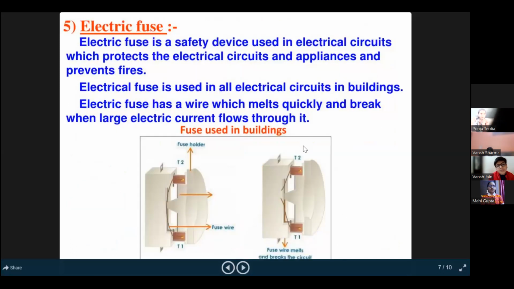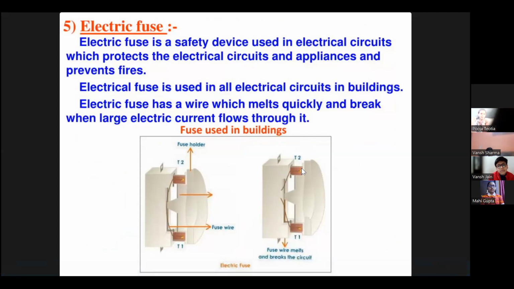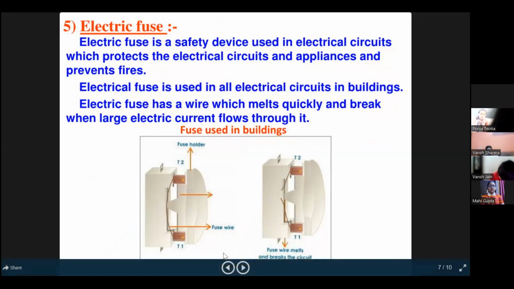But before that, the use of electric fuse. Children, electric fuse is a safety device and it is used in the electric circuit to protect it. It is used in all the electrical circuits, because fuse wire melts very quickly and breaks the circuit. Next, beta, this question may be there: what is the function of electric fuse?